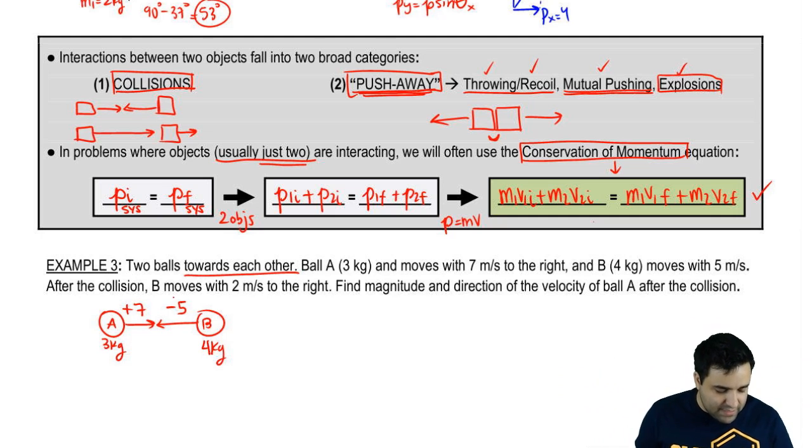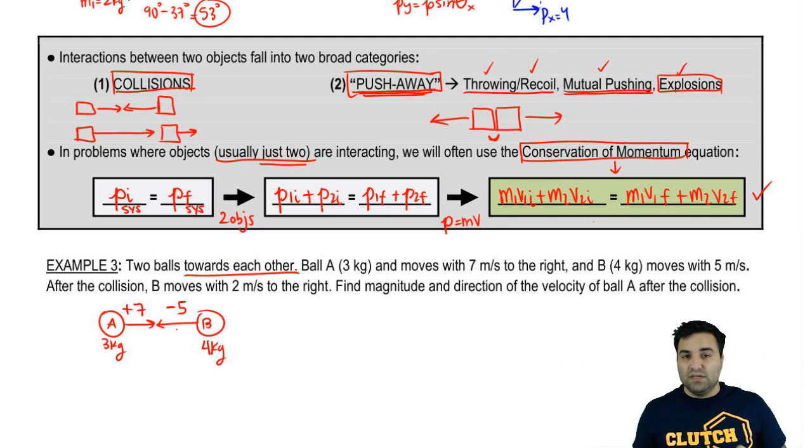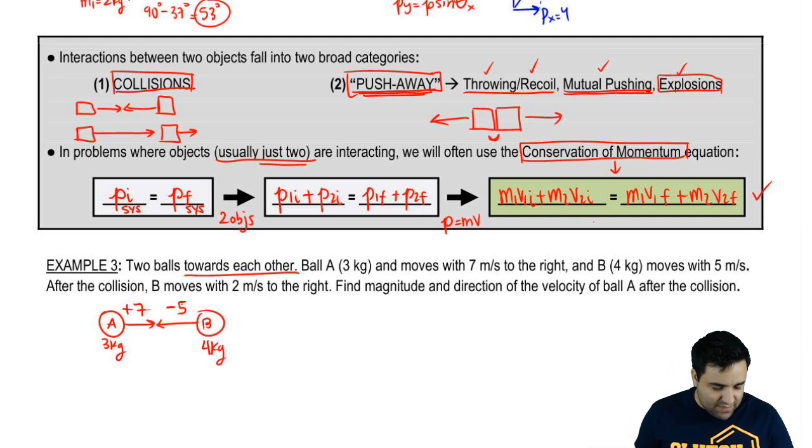Because they go in opposite directions, they have different signs. Please don't forget the signs. A lot of people make that very silly, very simple mistake. As soon as I write the 7 and the 5, I immediately put the signs to make sure I don't forget. Okay? So these balls are going to collide.